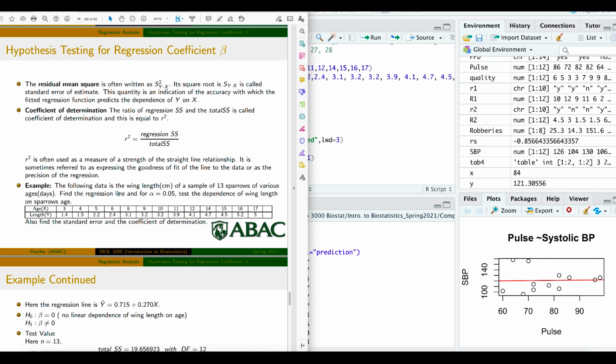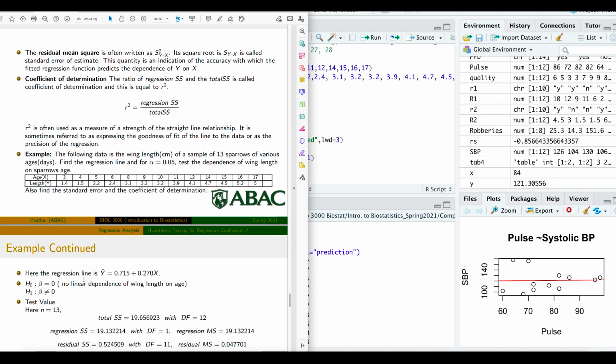First of all, you need to write y equals a plus bx. For alpha equals 0.05, test the dependence of wing length on age. Okay, if the wing length depends on age or not, meaning that if the increase or decrease in the age causes the increase and decrease of the wing length or not. That's what we are going to test here.